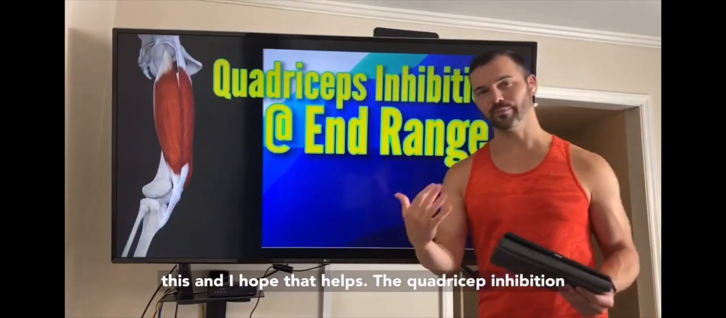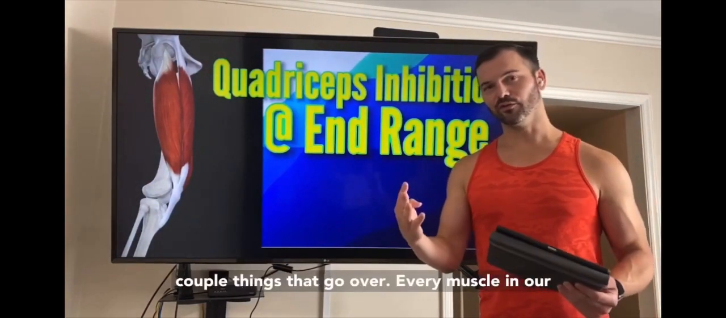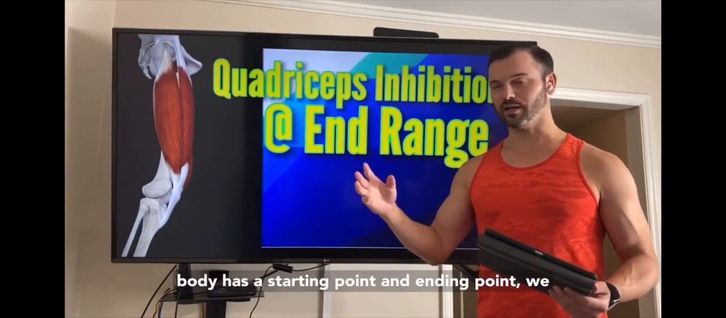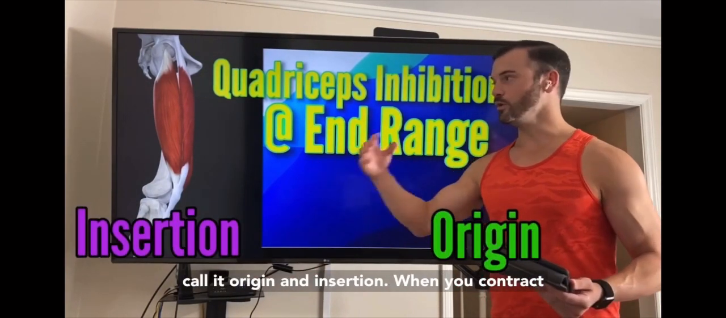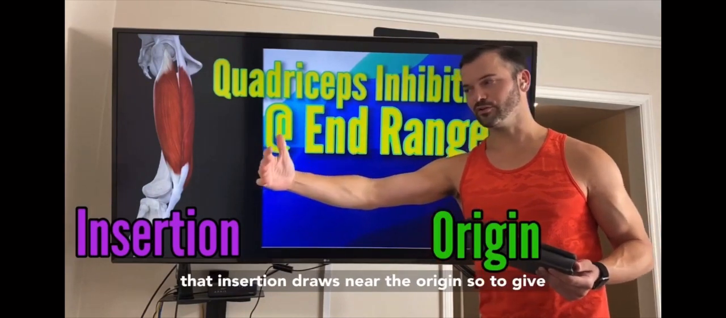So, quadricep inhibition. A couple things to go over. Every muscle in our body has a starting point and an ending point. We call it an origin and an insertion. When you contract, that insertion draws near the origin.